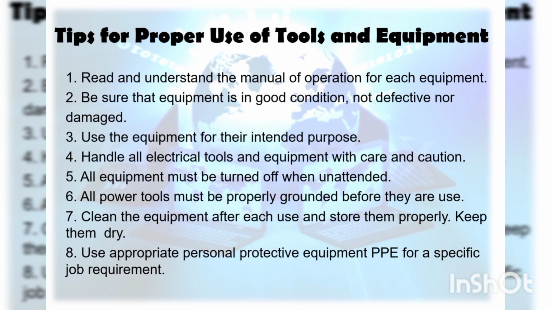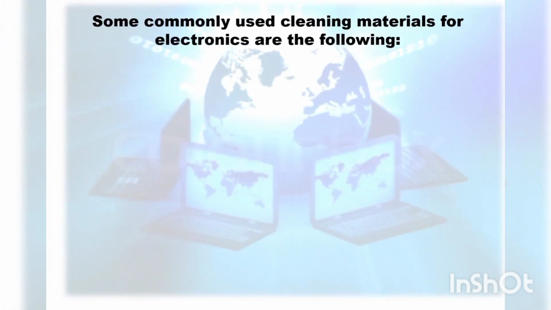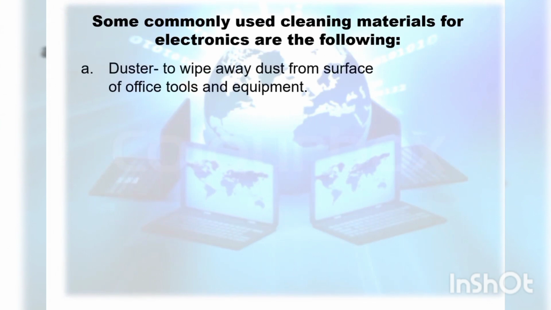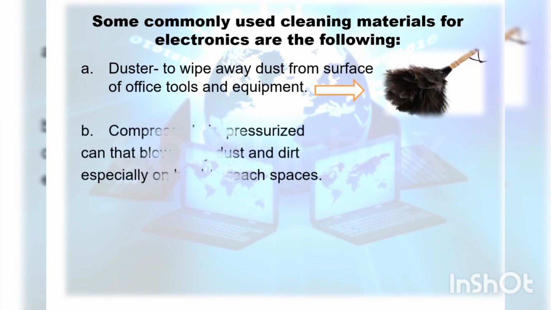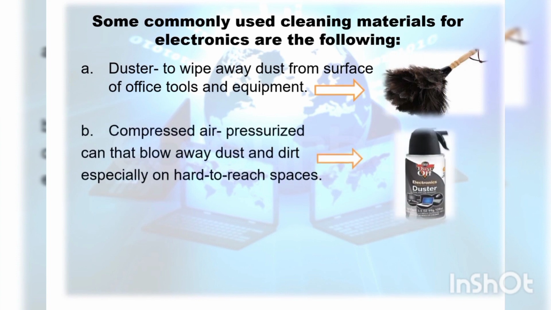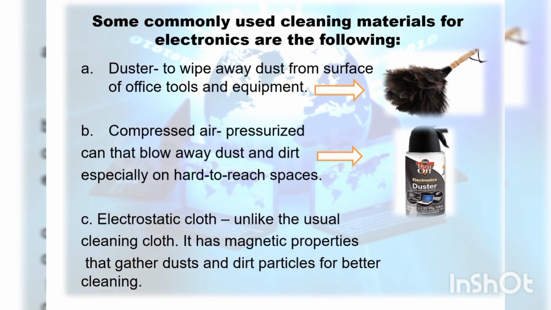So that's it. Now, here are some commonly used cleaning materials for electronics. It includes the following. A, a duster. It wipes away dust from the surface of office tools and equipment. So that is how it looks, class. B, we have compressed air, pressurized, that can blow away dust and dirt especially in hard-to-reach spaces. Then C, electrostatic cloth. Unlike the usual cleaning cloth, it has magnetic properties that gather dust and dirt particles for better cleaning.